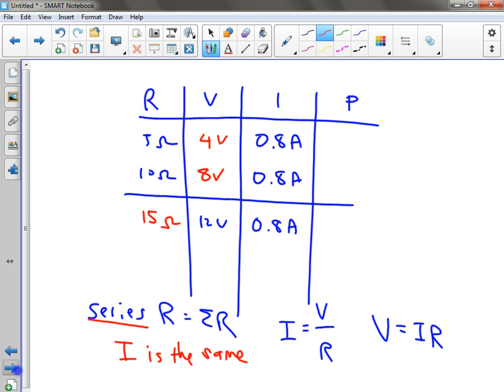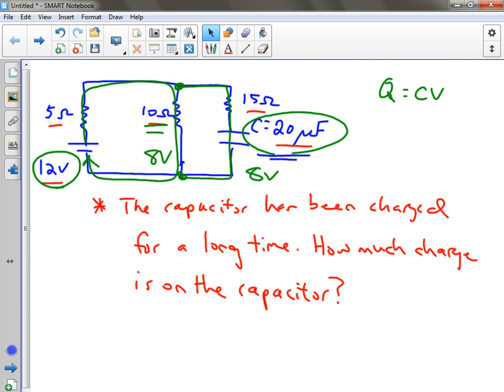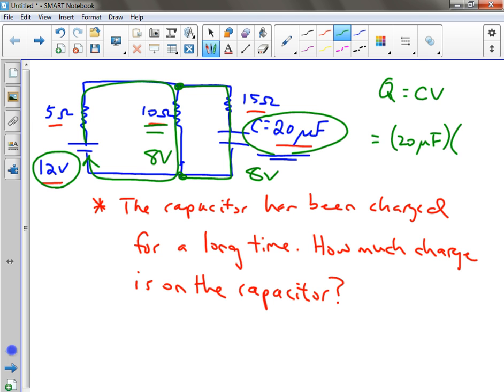The one I'm interested in, of course, is the 8 volts, which is the 10 ohm resistor. So that means that as the 10 ohm resistor gets 8 volts, the capacitor also gets 8 volts passing through it. So now, if I do Q equals C times V, this is simply equal to 20 microfarads times 8 volts, which ultimately will equal 160 microcoulombs.